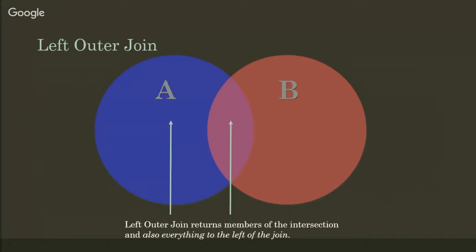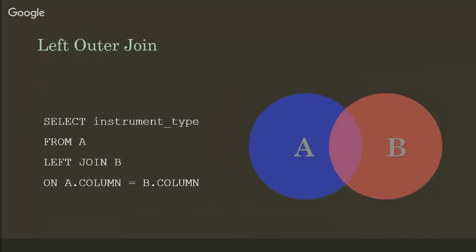One of those would be the left outer join. This one returns members of the intersection, but also everything to the left of the join. By that I mean from the syntax, from table A, left join B, so everything to the left of the join, meaning everything from A, even if it doesn't match. It'll return a row, but it'll just have a null in whatever doesn't match in B. I'll illustrate that at the end.